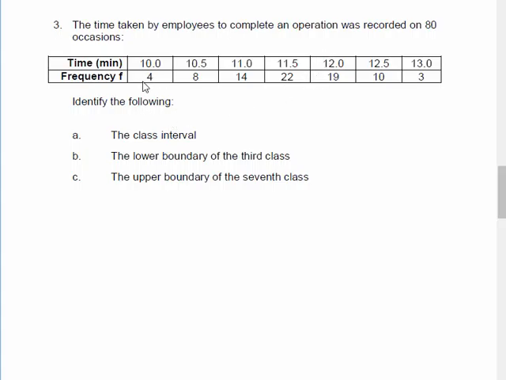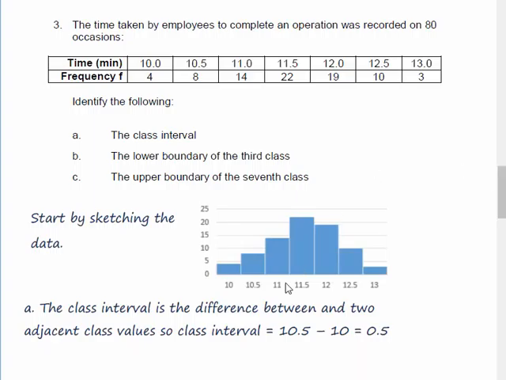Okay, so the class interval. Well, to find the class interval, you can take any class and subtract the previous one. So before we answer the questions, let's draw ourselves a quick sketch of what the data looks like. The class interval is the difference between any two adjacent classes. So we can subtract 12.5 from 13 and we'll get 0.5. We can subtract 11.5 from 12, or 11 from 11.5, or 10 from 10.5. Whichever one we do, we'll get the value of 0.5. So the class interval is 0.5.